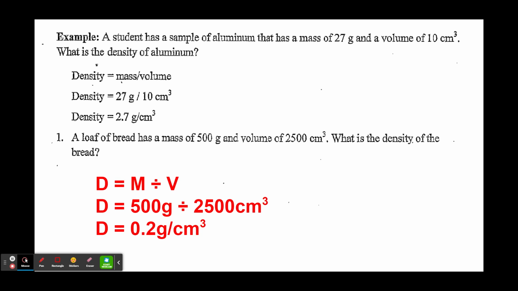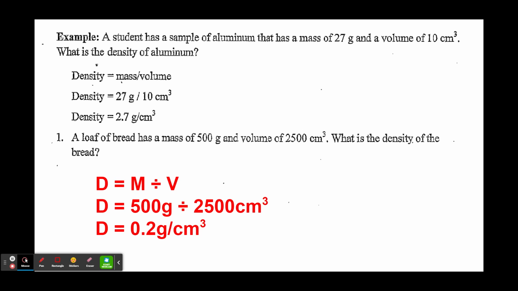So mass is going to typically be in grams, or it could also be in kilograms. And then volume could be in centimeters cubed if it's a solid, or it could be in milliliters if it is a liquid. So what you want to do is read the question and figure out what your mass is and what your volume is, and then divide them. So remember, you're always dividing mass divided by volume. Do not switch the numbers, right?